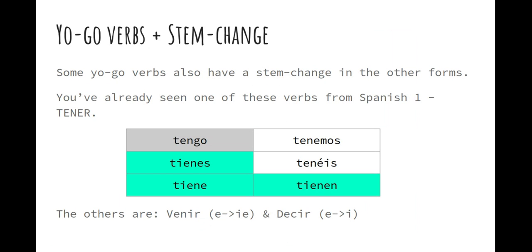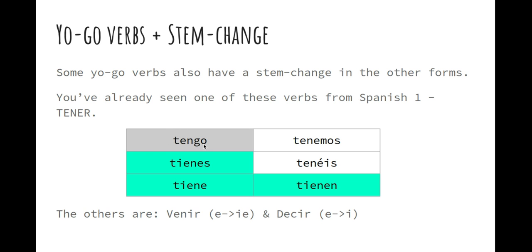Then we have something else. We have yo-go verbs with a stem change. So some yo-go verbs also have a stem change in the other forms. The yo-go verbs that we just went over with those slides just had a change in the yo form. These ones have a change in a lot of our forms, the boot as well. So you've already seen one of these verbs from Spanish 1. Tengo, tener. Tengo is a yo-go verb right here.